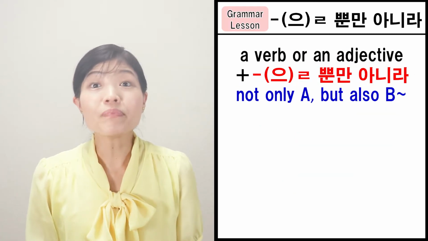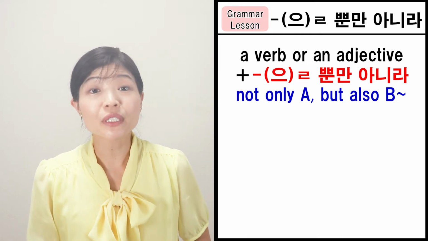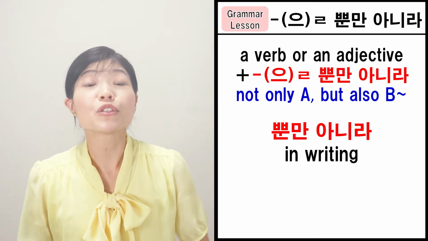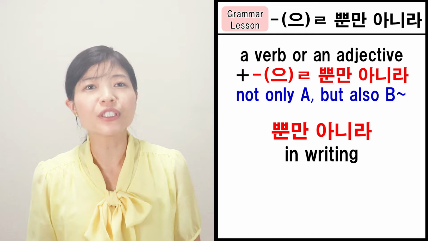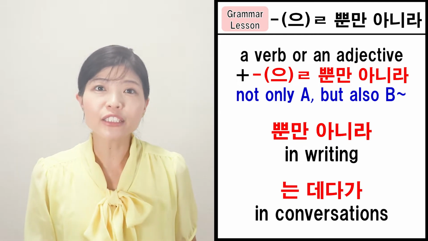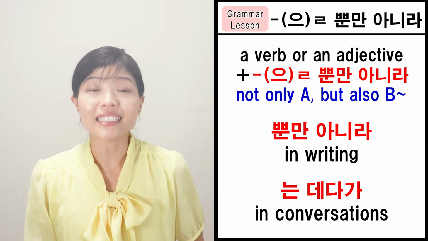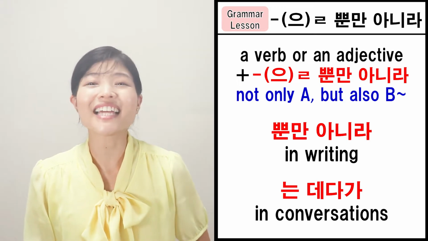ㄹ/을 뿐만 아니라 is attached to a verb or an adjective to mean not only A but also B. 뿐만 아니라 is mainly used in writing. Therefore, you don't use this expression very often in conversations. In conversations, you use 는데다가 rather than 뿐만 아니라. Let's learn its usage in cases of verbs, adjectives, and nouns.